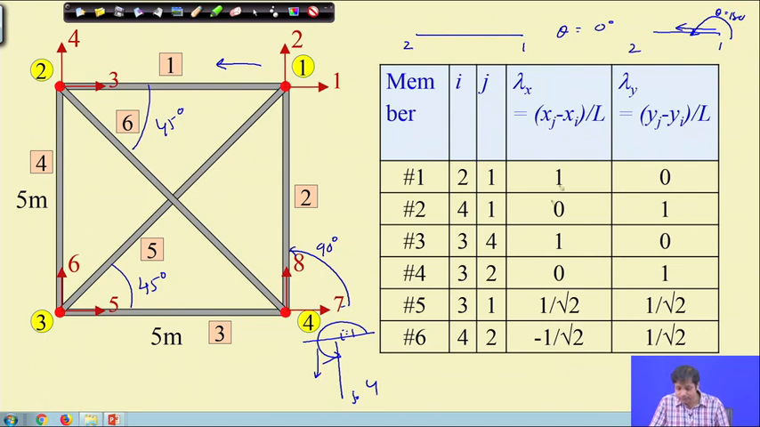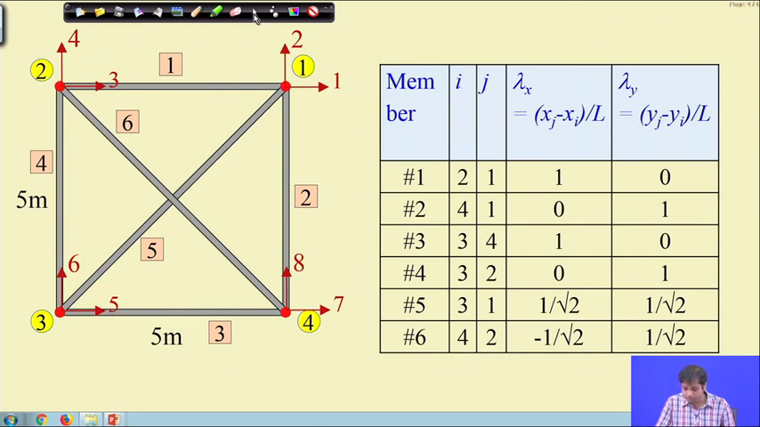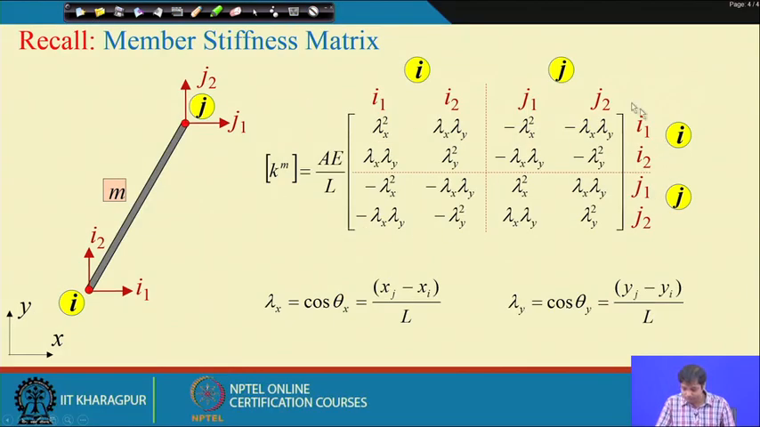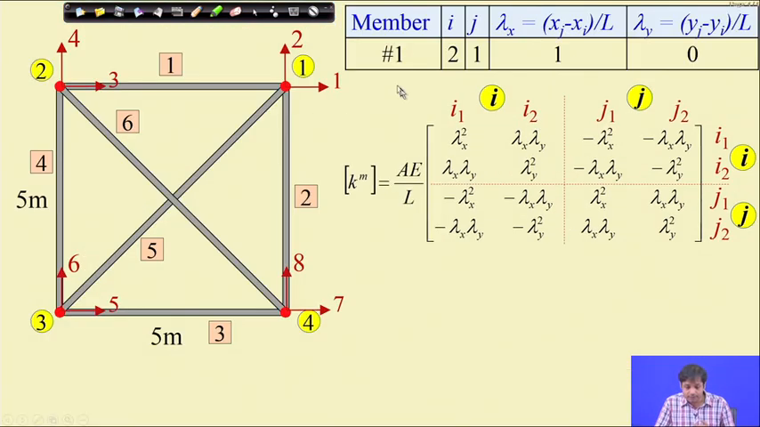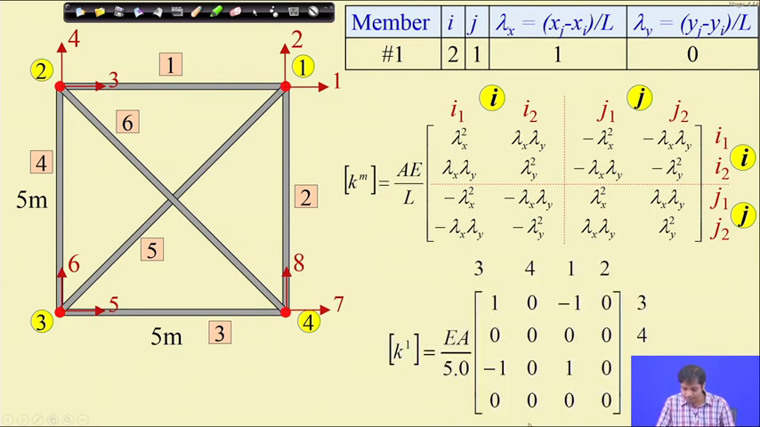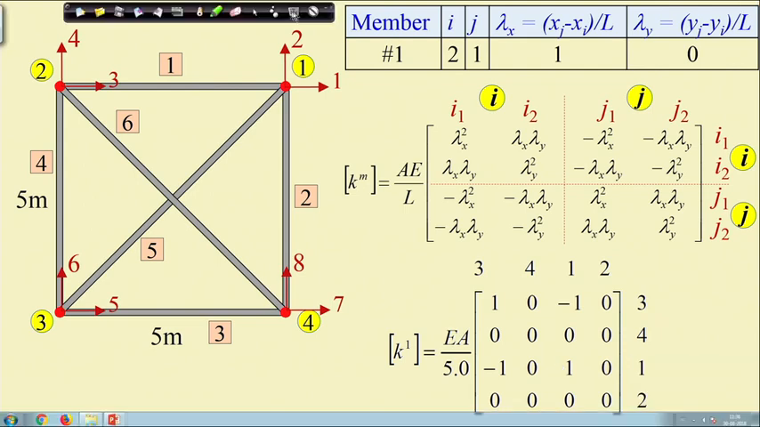Now, once we have taken this I and j, next is the calculation of lambda x and lambda y, which is straightforward. These are the corresponding lambda x and lambda y for the different members. Once we have them, we substitute lambda x and lambda y in this expression for every member and calculate their respective member stiffness matrices. Let us do that. First take member number 1, between 2 and 1. This is the general expression for the stiffness matrix, and if you substitute lambda x and lambda y here, the expression of k1, please note it is k1, the stiffness matrix for the first element, is this.